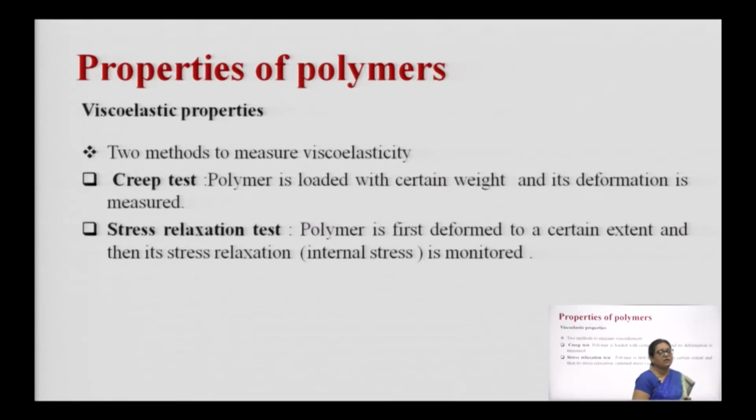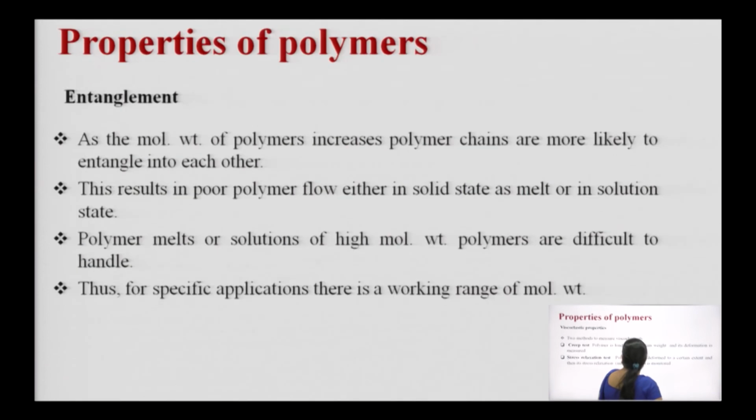The viscoelasticity can be measured by two tests, creep test and stress relaxation test. In creep test, the polymer is loaded with a certain weight and its deformation is measured, whereas in stress relaxation test, the polymer is first deformed to a certain extent and then its stress relaxation or internal stress is monitored. So, creep value is an important parameter in selecting a polymer for a particular application. Basically, this signifies the stress strain relationship of the polymer.